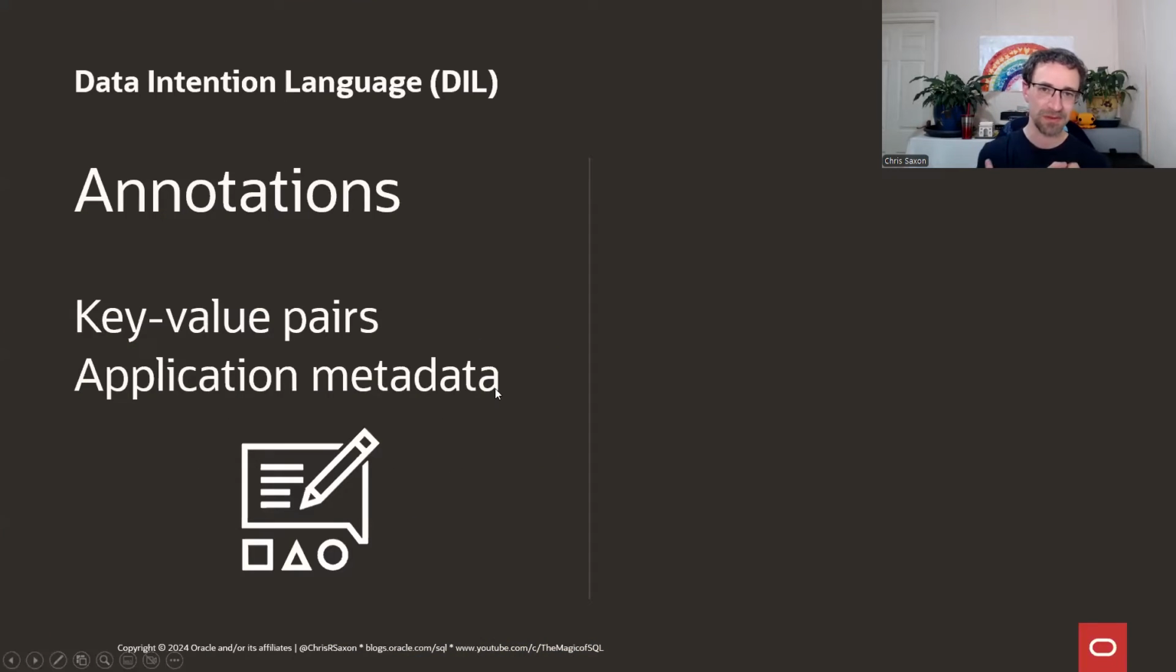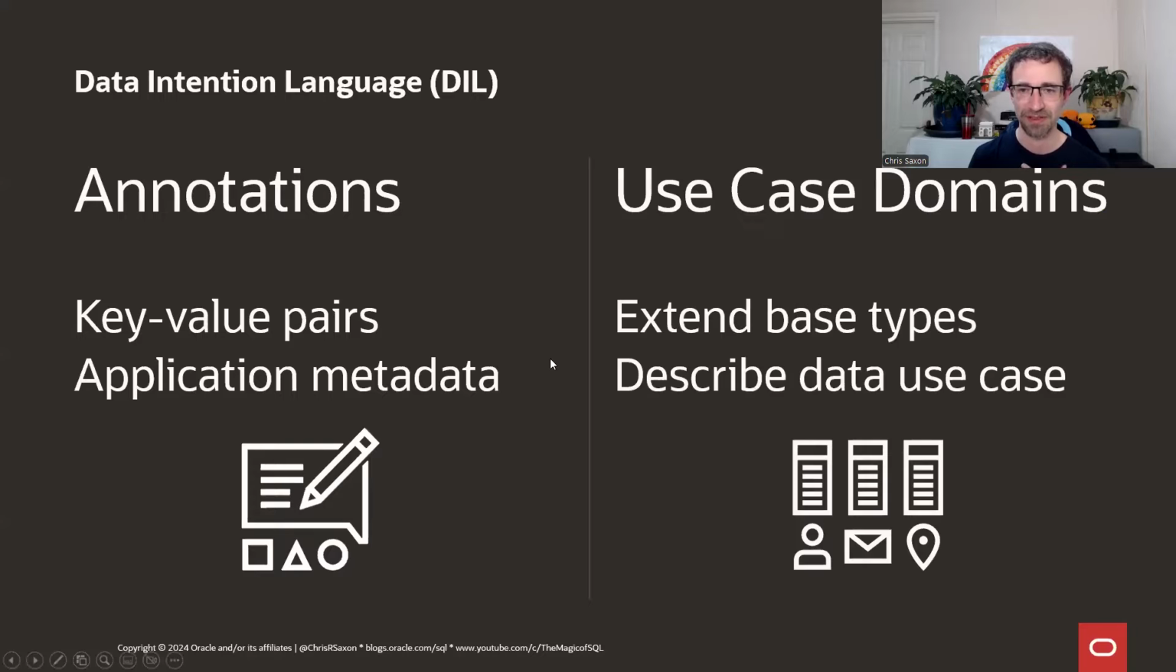So as I say, when it comes to what we're discussing today, we're looking at schema annotations, which are a series of key value pairs, which are application metadata. So this is just information for other developers and applications to read, use and understand those values. Then we've got data use case domains. These extend the base type, so number, varchar, string, date, and so on, with usage information about how they actually interact with values. So we can describe the value and ensure it has certain properties in the database.